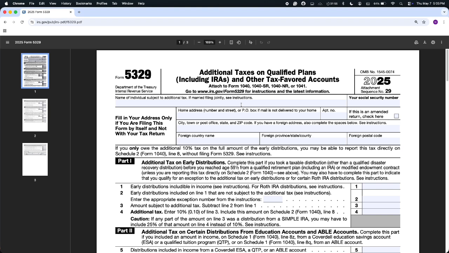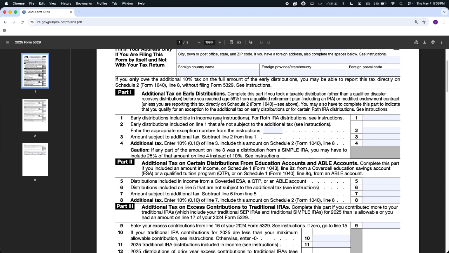Before filling this out, make sure the amounts that you enter match your tax records, retirement account statements, and any forms that you receive. At the top of the form, enter the name of the person subject to the additional tax and Social Security number. If you are filing this form by itself and not with a tax return, you also need to complete the address section.